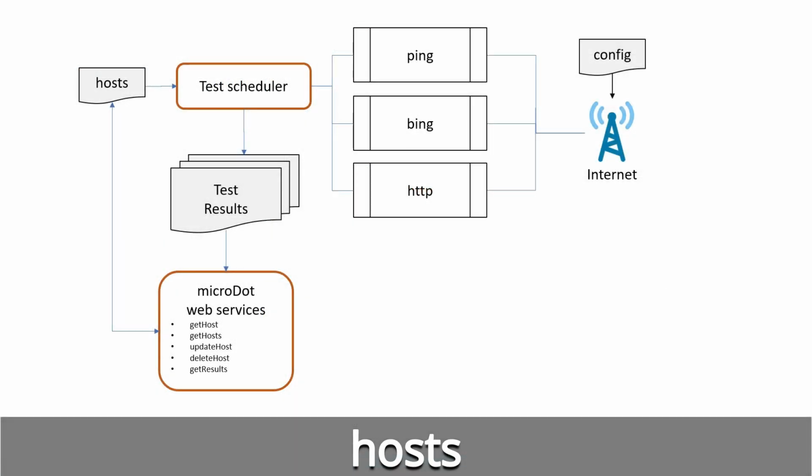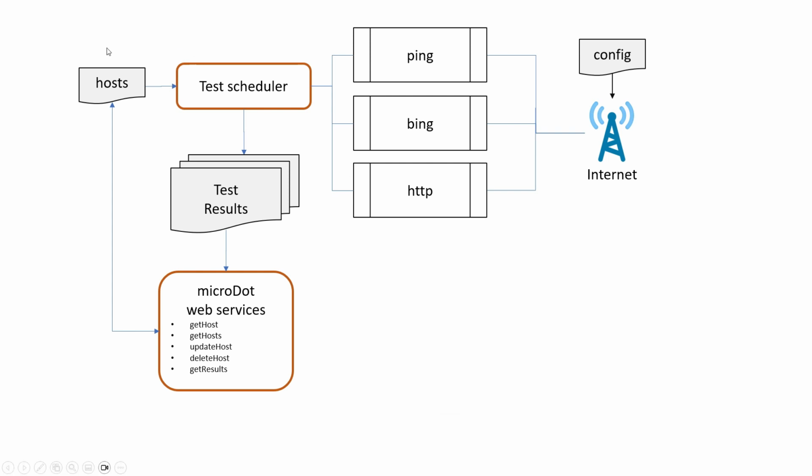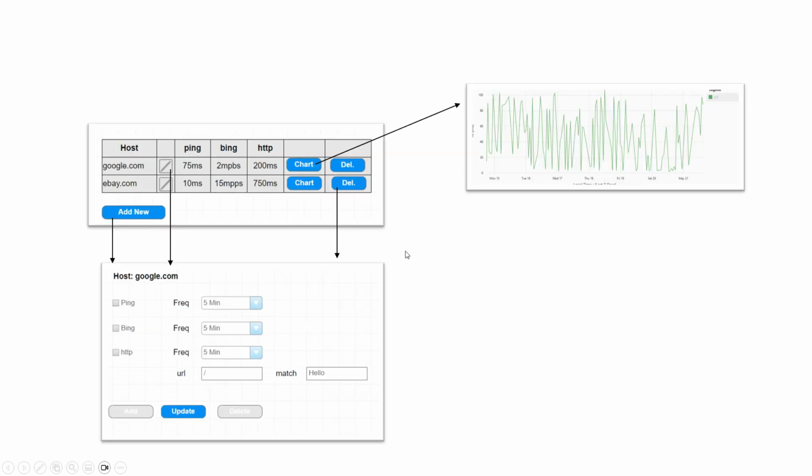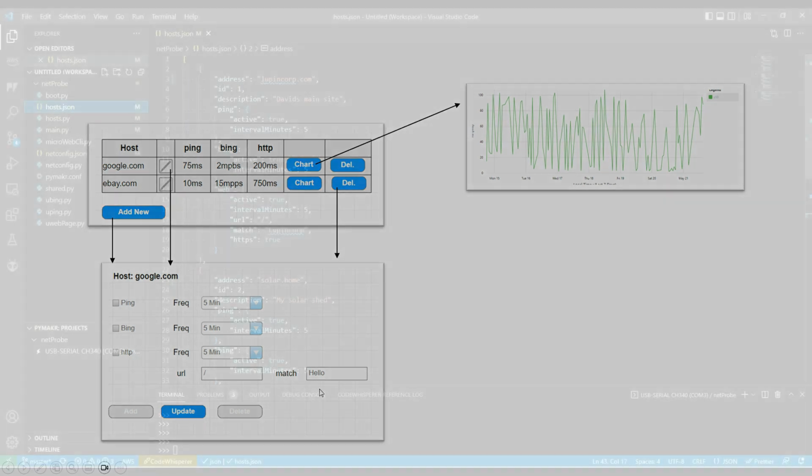So I'm going to start working on the hosts part of the netProbe. Okay, from the first video I was showing this diagram. Basically the hosts will be read by the test scheduler, which decides what tests need to be run for what hosts. And from my UI diagram, hosts kind of look like this. Each host is going to have a unique ID as well as information about if and when a ping is performed, if and when a Bing is performed, and if and when an HTTP test is performed on that host.